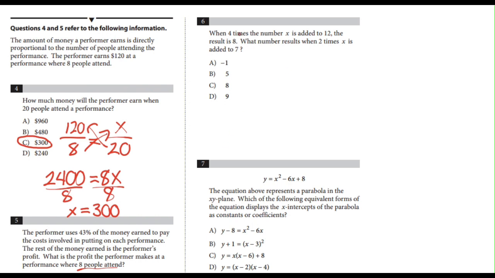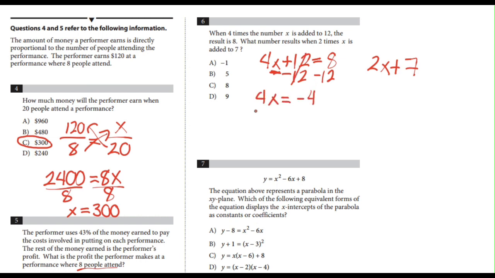Number 6. When 4 times the number x is added to 12, the result is 8, so 4x plus 12 equals 8. What number results when 2 times x is added to 7? So first we're going to try to find what x equals, and then we're going to plug what x equals into the expression on the right. First, in order to find x, we're going to subtract 12 on both sides. We'll get 4x equals 8 minus 12, which is negative 4. And to get x by itself, we can divide by 4 on each side. We'll get that x equals negative 1.